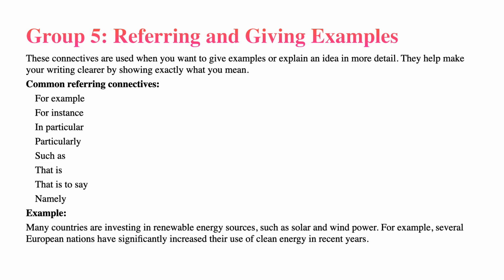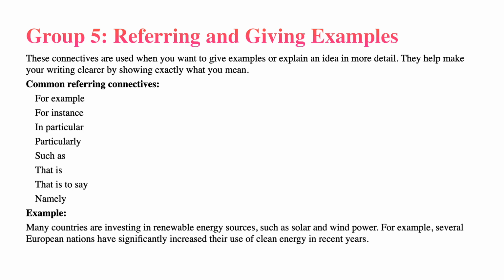Now let's look at group 5, referring and giving example connectives. These connectives are used when you want to give examples or explain an idea in more detail. They help the reader understand exactly what you mean by providing specific information or illustration. In IELTS writing, examples are very important because they make your argument stronger and more convincing. Some common referring connectives are, for example, for instance, in particular, particularly, such as, that is to say, namely.